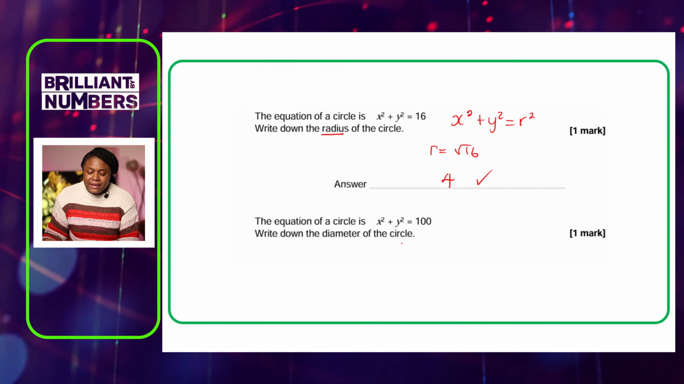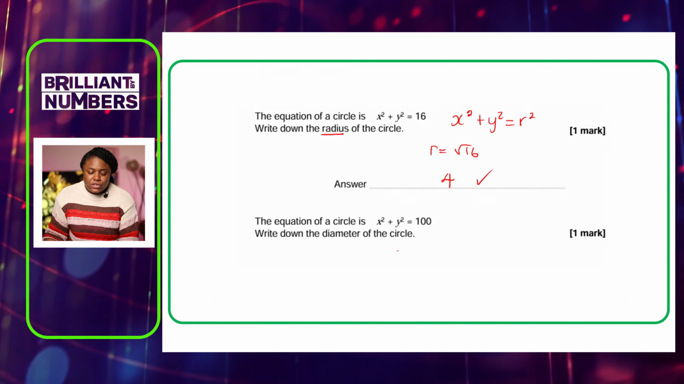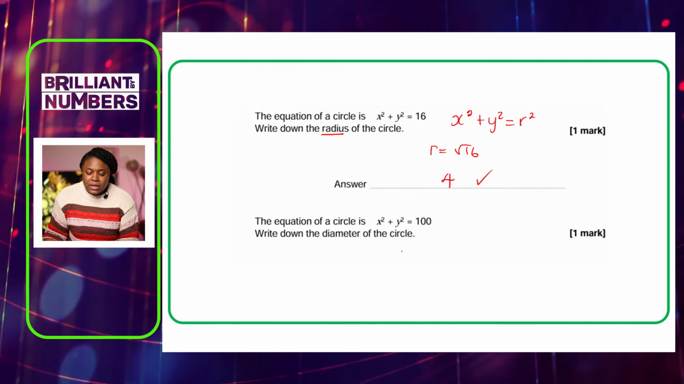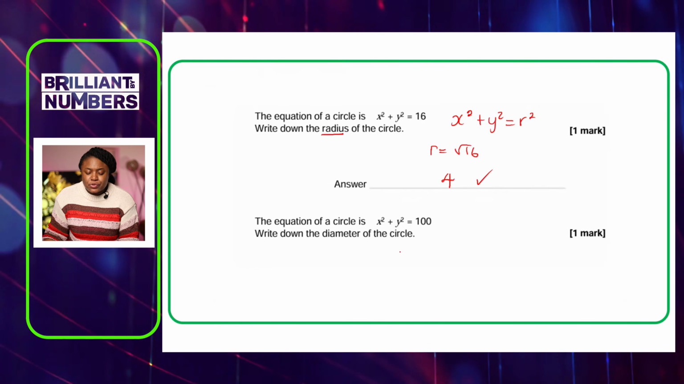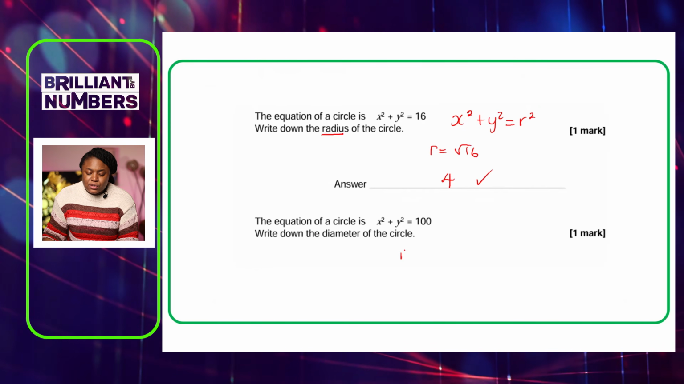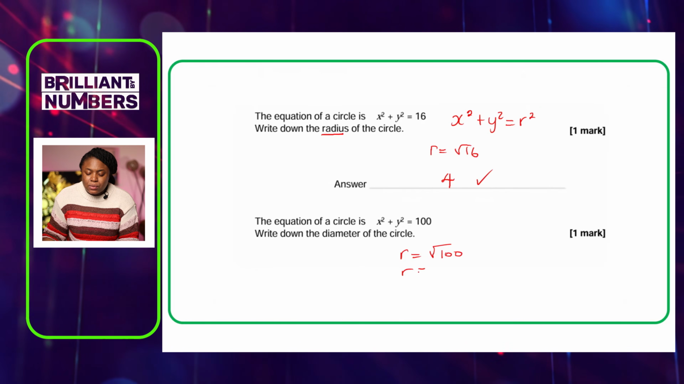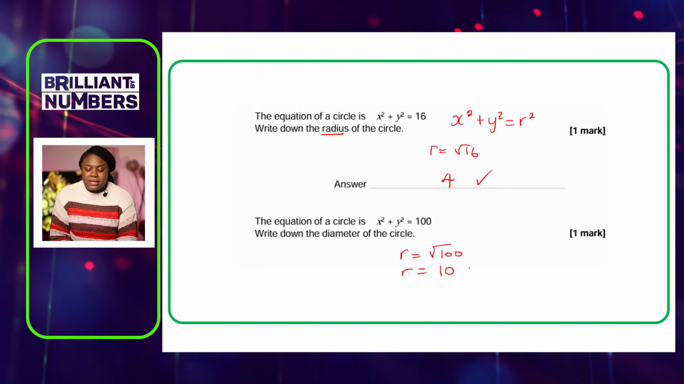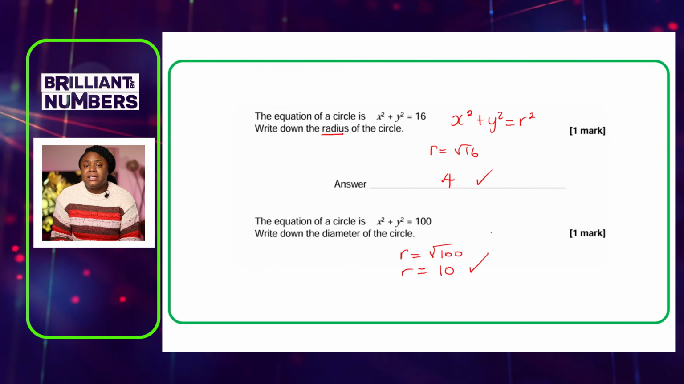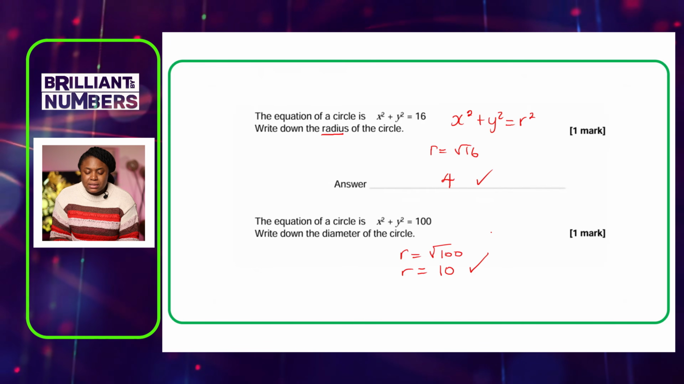Same principle applies for the next one. We are told to do the same thing, but this time we are given x squared plus y squared equal to 100. So again, r is going to be equal to the square root of 100. So r is equal to 10. So that will be the value for our radius. Very simple two markers there.